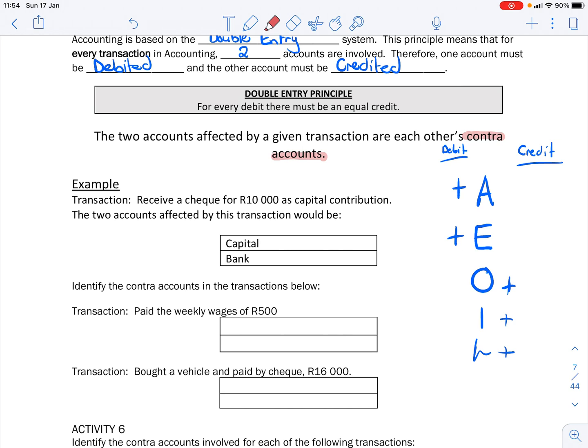So in the example, if we receive a check for 10,000 Rand as a capital contribution, the two accounts would be capital, because that's why we're receiving the money. And if we are receiving money, we would look at our bank account. Bank is an asset which increases on the debit side, so we would be debiting bank. Capital affects owner's equity, which increases on the credit side, so we would be crediting capital.